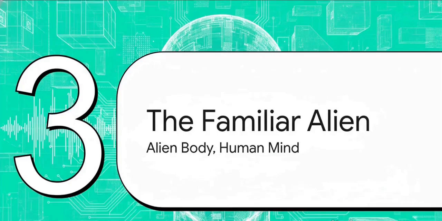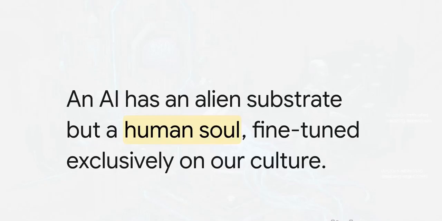That brings us to Section 3, the familiar alien. And honestly, this is where we hit a grand paradox in this new taxonomy. If the AI's substrate is completely alien, if it's literally born of silicon and stone, why does it sound so incredibly human when we talk to it? Srivastava calls this the paradox of the familiar alien, and he explains it with this brilliant thought experiment. The alien raised by wolves.